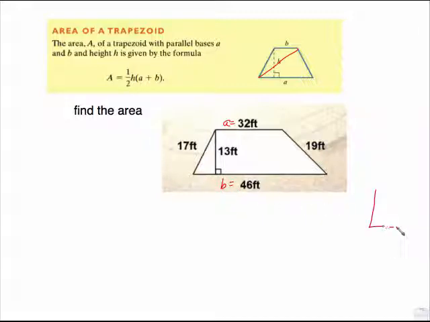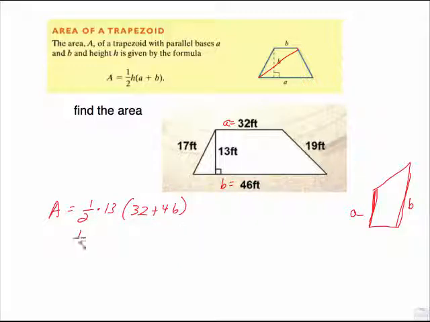But there are some trapezoids that look like this, where your two parallel sides are here. This would be your A and your B, so be careful of that. So using this picture, our area is 1/2 times h, which is 13, the quantity A, which is 32, plus 46. So order of operation, of course, if you have a calculator that does order of operations, you can type it in exactly the way you see it.